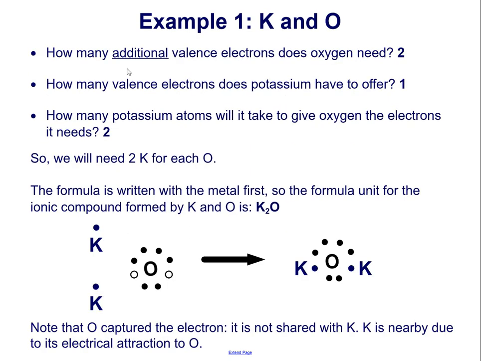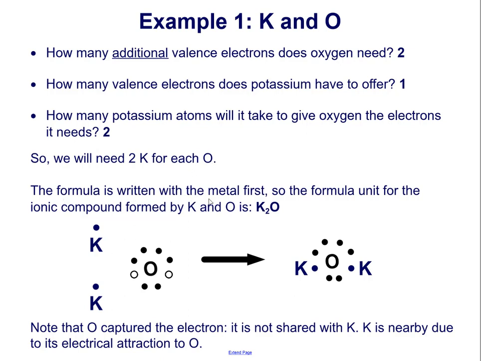The answer to the question, how many additional valence electrons does oxygen need, is 2. How many valence electrons does potassium have to offer? 1. How many potassium atoms will it take to give oxygen the electrons it needs? The answer is 2. So we will need 2 potassium atoms for each oxygen atom.